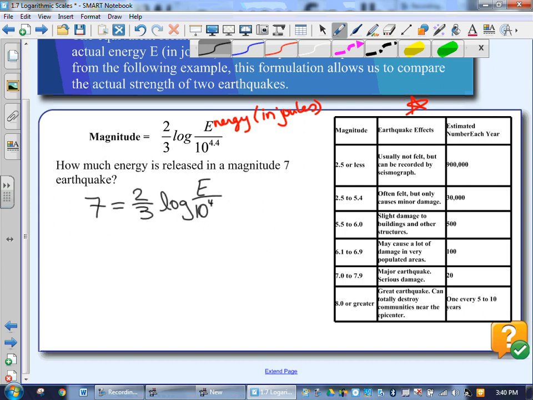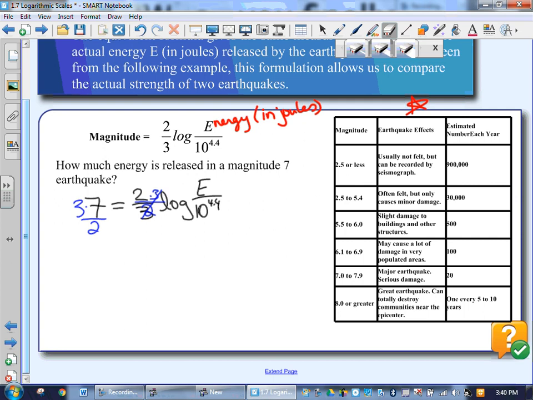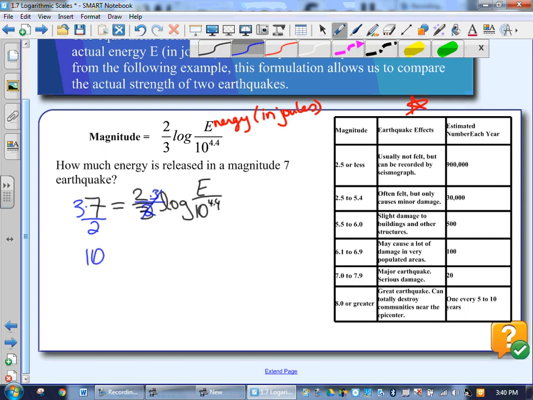power of 4.4. Now, I have one log, so usually I write things exponentially, but I need to get rid of this coefficient first. So if I want to get rid of the divide by 3, I'll multiply both sides by 3. And if I want to get rid of multiplying by 2, I will divide by 2. So that leaves me with 21 over 2, or better yet, 10.5. 10.5 is equal to the log of E, so the amount of energy, over 10 to the power of 4.4.